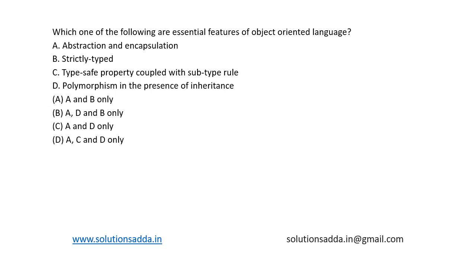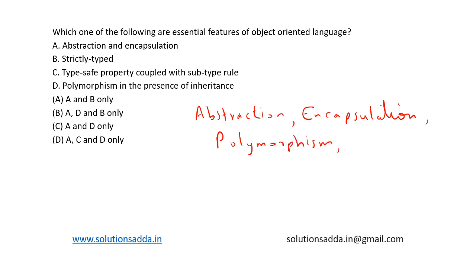Let's see the options. Actually, the object-oriented programming language has the important properties which include abstraction, encapsulation, polymorphism, and inheritance. These are the four important properties of an object-oriented programming language, and going by the options, A and D are the correct answers. So option C, A and D only are the correct answers here.